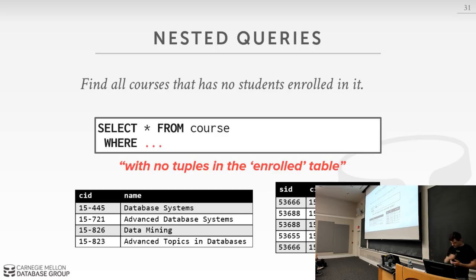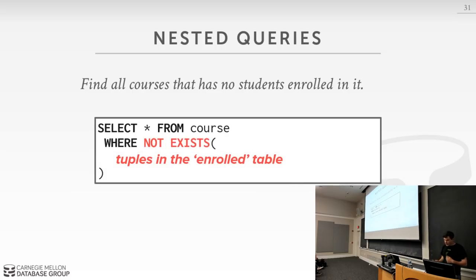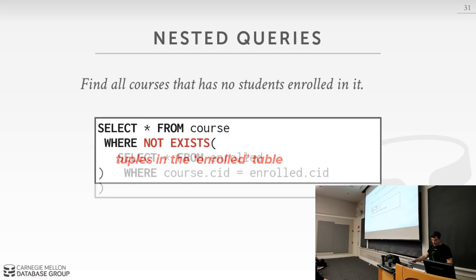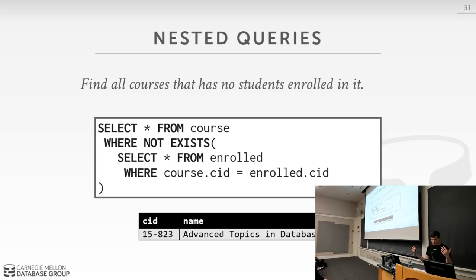One more example. We're going to find all the courses that have no students enrolled in them. So we take our outer query as a select on the courses, and then we know our inner query basically says we're going to find where they have no tuples in the enroll table. So for this one, we want to use not exists. It basically says we don't want to match anything in our inner query. And all we need to do for the inner query is just grab every single tuple. And here now we're actually matching up the course ID in the inner query with the course ID from the outer query.